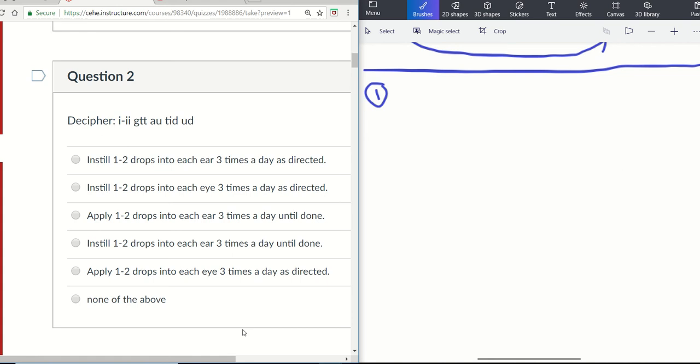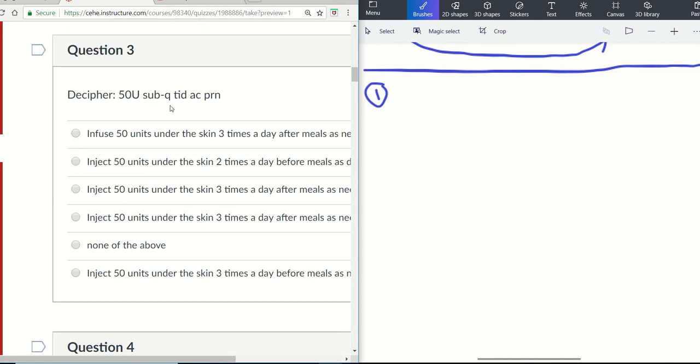Instill 1 to 2 drops into each ear 3 times a day until done. Oh, yours is different. Instill 1 to 2 drops into each ear 3 times a day as directed. Okay, I'll go with that.